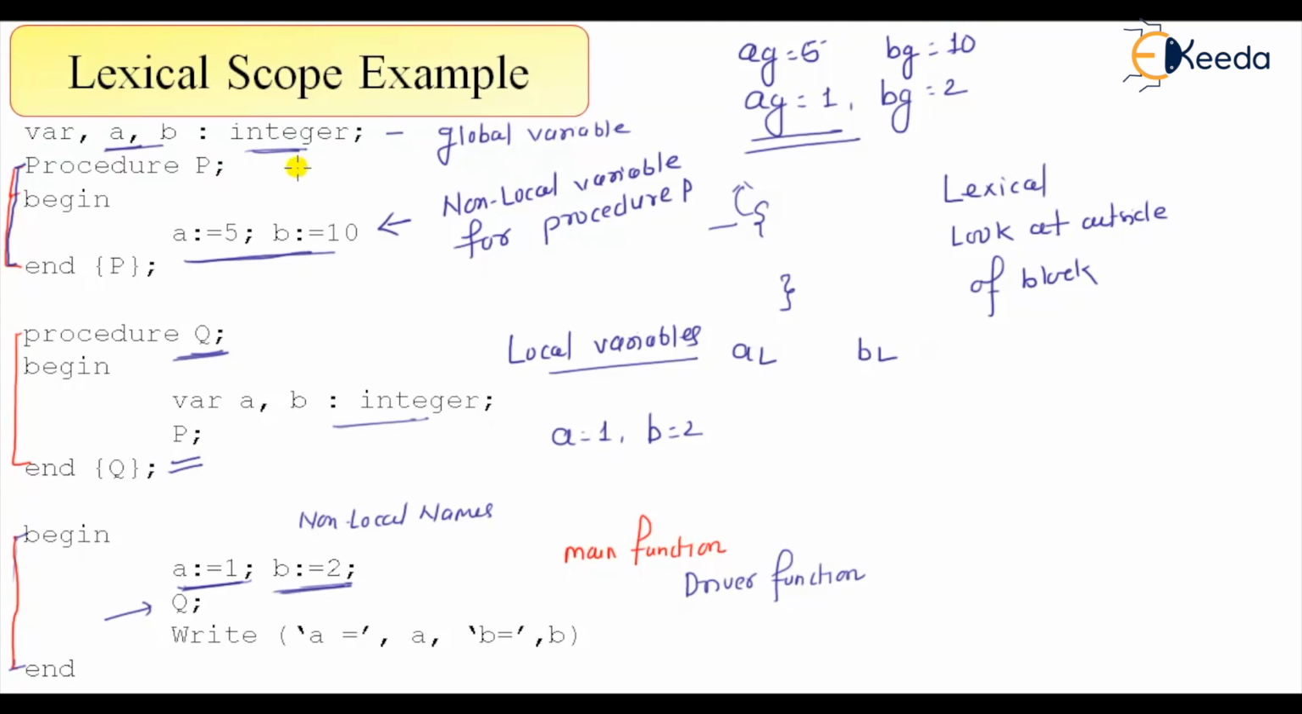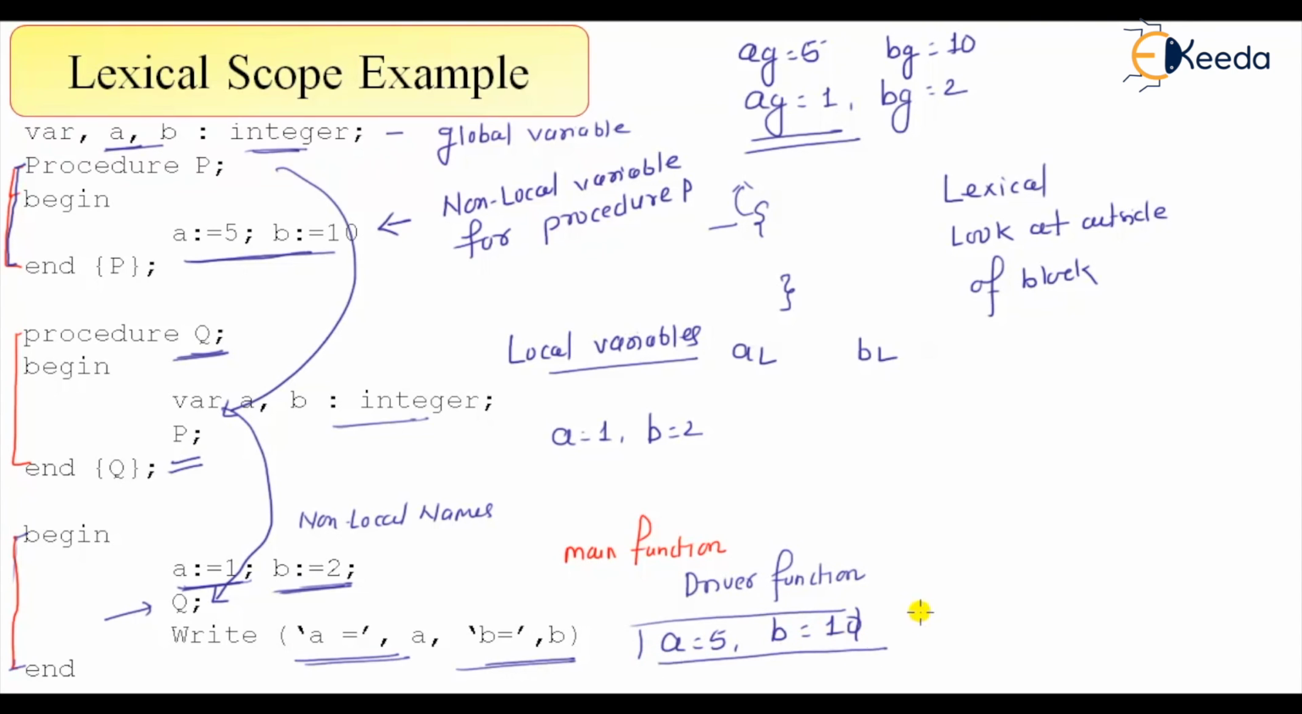Now control returns from P to Q, and from Q it returns to this place in the main, where we write a and b. So a is equal to 5 and b is equal to 10. The value that lexical scoping will print is a5, b10. That is the answer in case of the lexical scoping rule. So that's all. Thank you.